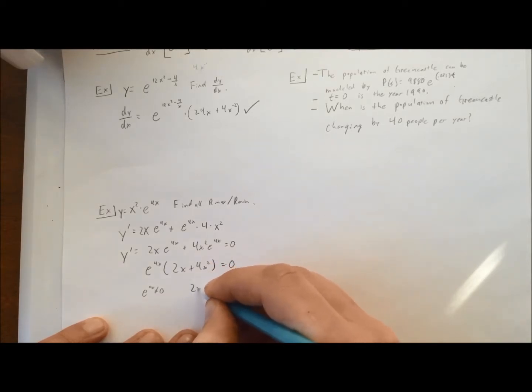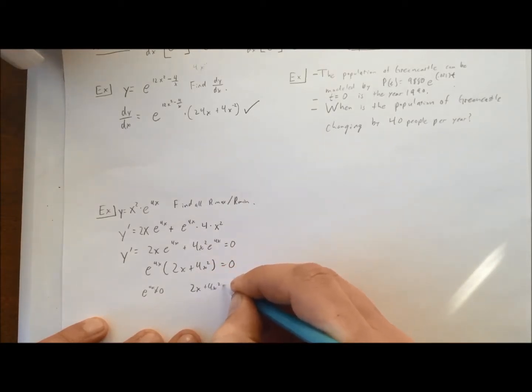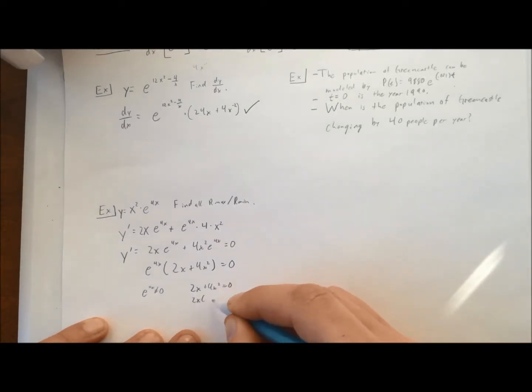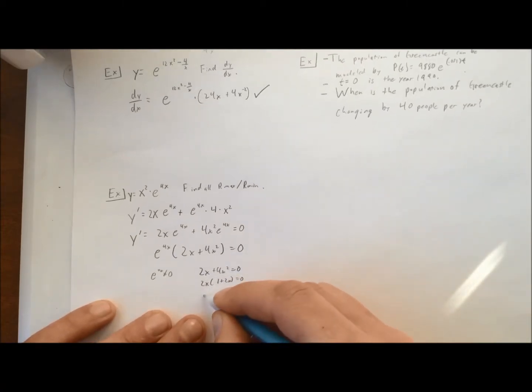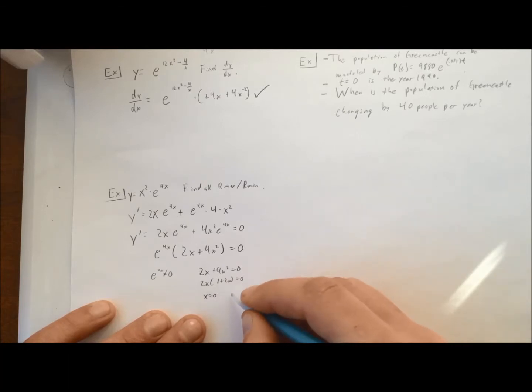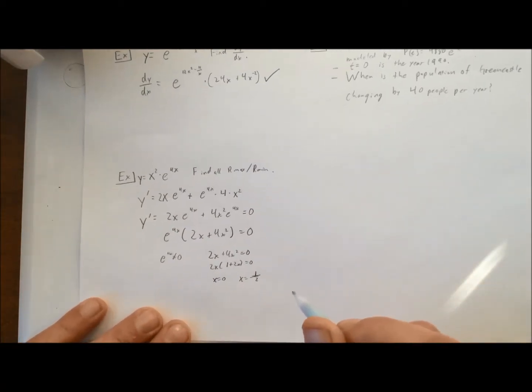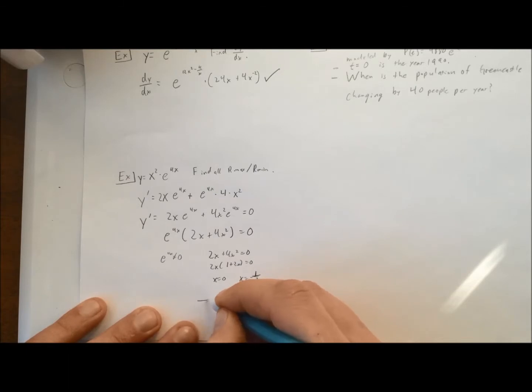So the question is, when is 2x plus 4x squared equal to 0? Well, let's factor that 2x first. Get 1 plus 2x. When does that equal 0? This is going to happen when x is equal to 0 and when x is equal to negative 1/2. So, find any maximums or minimums.